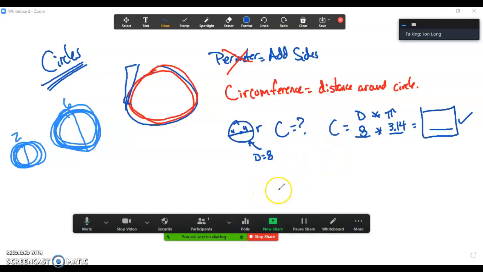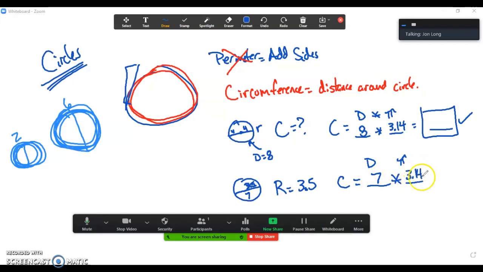Last one. Radius is 3.5. Uh-oh, decimals, that's okay. Circumference is diameter times pi. If my radius, halfway across a circle, is 3.5, what's the whole way across a circle? No longer is it 3.5. That's right, it's 7. So diameter is 7, so put a 7 in, times 3.14. Go ahead, fill in your answer.